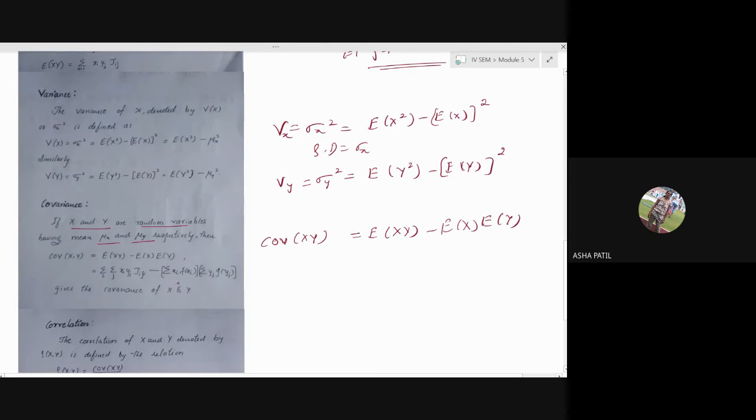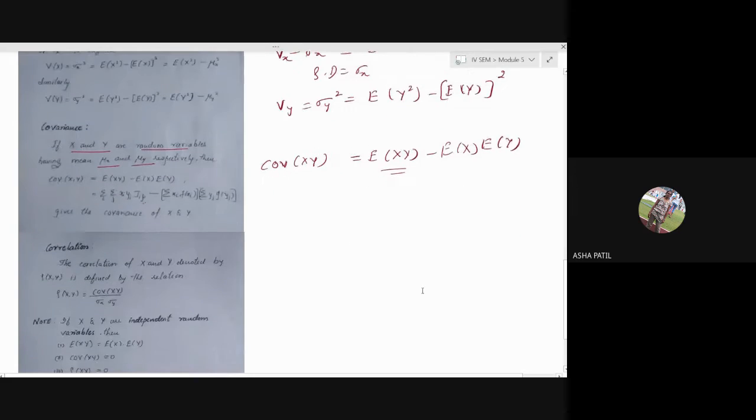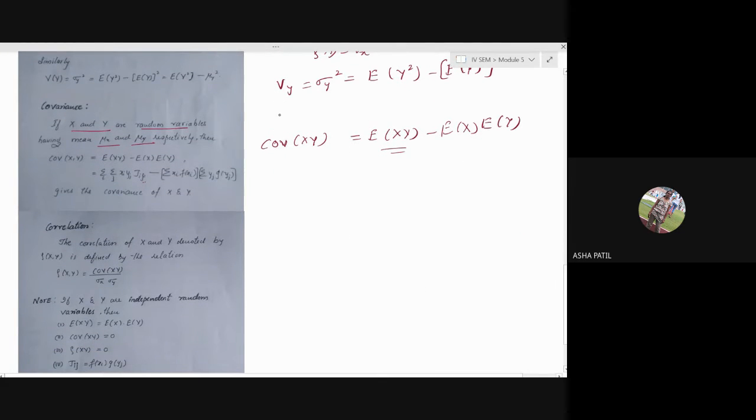And again, it is written in terms of formulas here. You know what is expectation of xy. They are written here, that formula is given. You can just remember this much: expectation of xy minus expectation of x into expectation of y. That is the covariance of x and y.